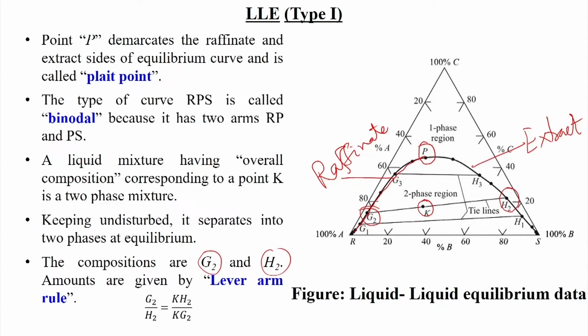The amounts are obtained by the lever rule: G2 divided by H2 equals the opposite arm, KH2 by KG2. So, using this lever rule we can get the extract composition and the raffinate composition, and it is controlled by the tie line.